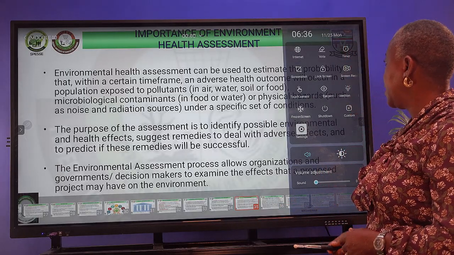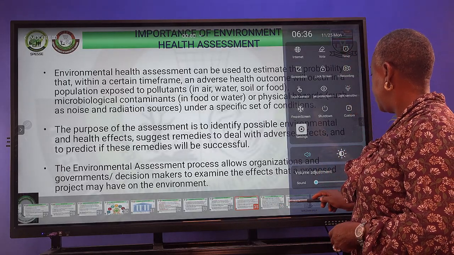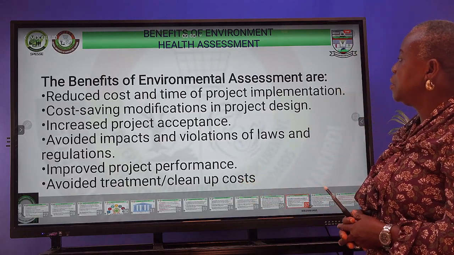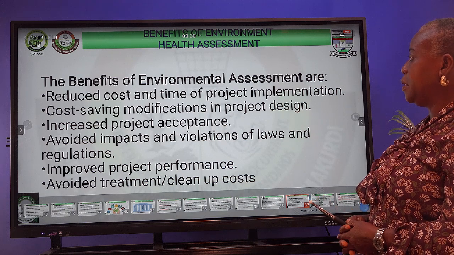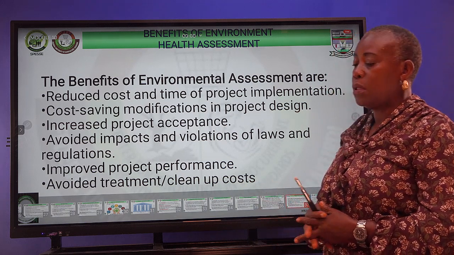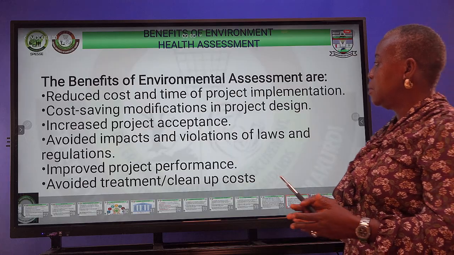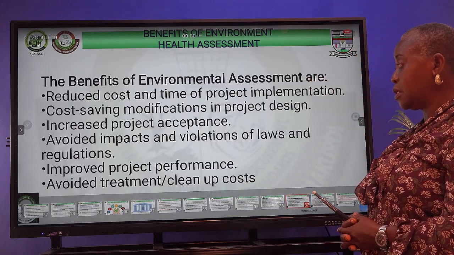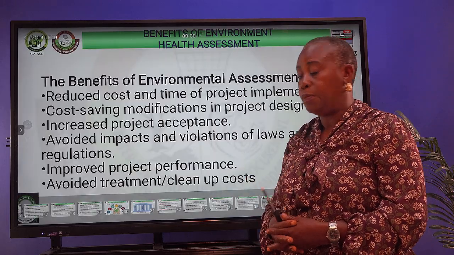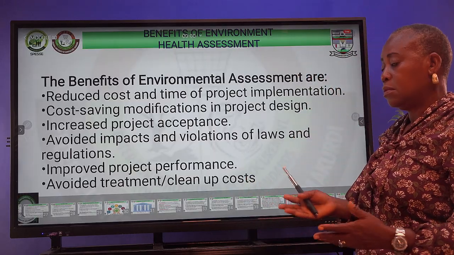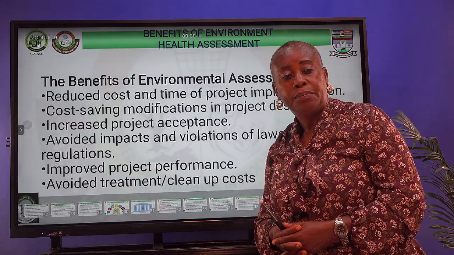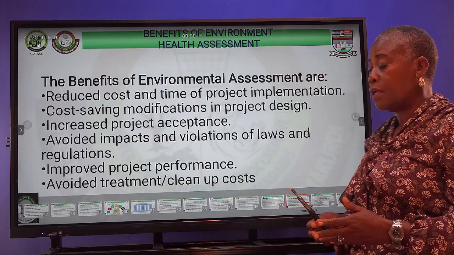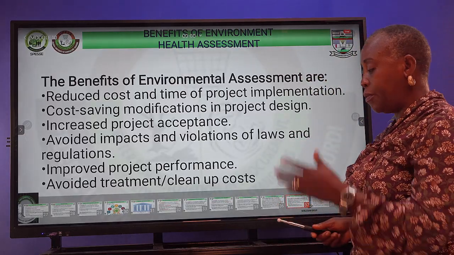So what is the benefit of environmental health assessment? To reduce costs of project and time of project implementation, to see how modifications can be done, to increase project acceptance, to avoid impacts and violations of laws, as well as improve performance, and should there be spillages or damages to the environment, see how cleanups can be done and apply costs to them right from the beginning.